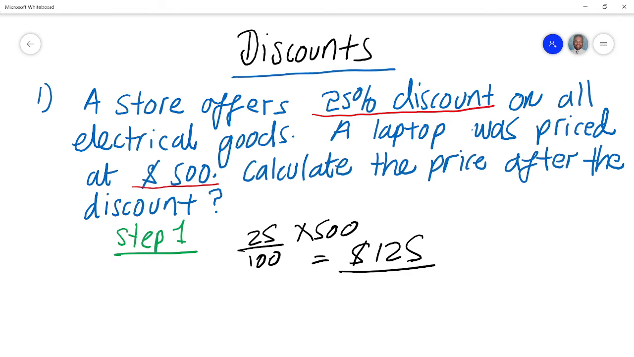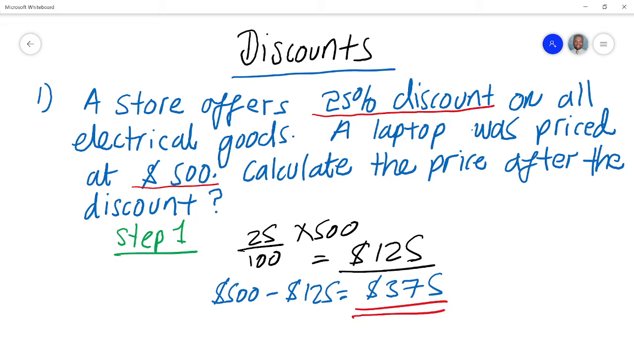Now, that is the discount amount. That's not the price after the discount. That's how much the price has reduced by. So what you now need to do is go $500 subtract $125, and you're going to get $375. That's now going to be your new price after offering 25% discount on a product, or a laptop in this case, that was originally priced at $500.